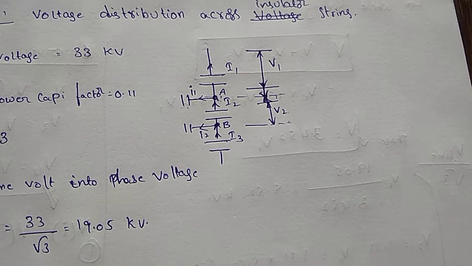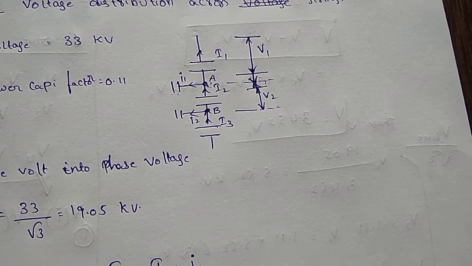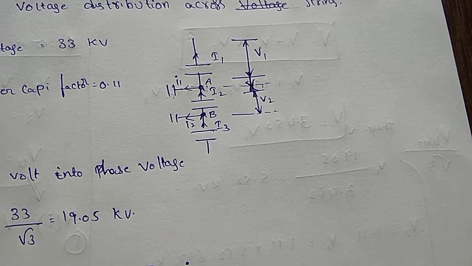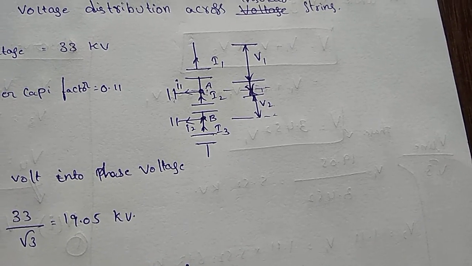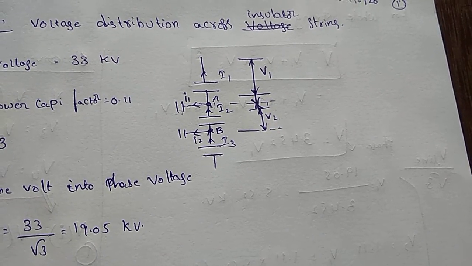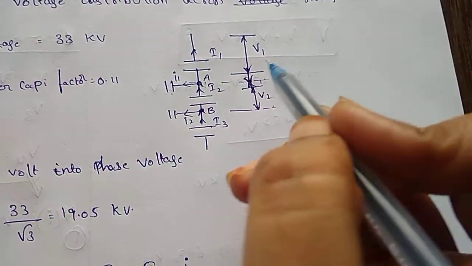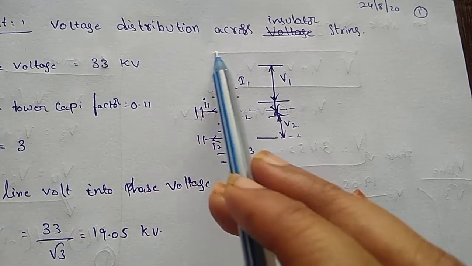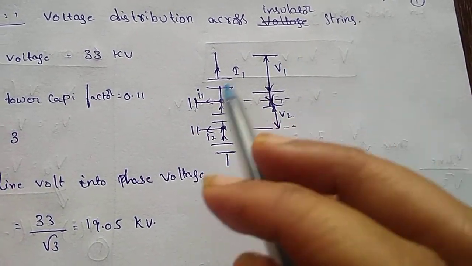In today's lab session, some of the students are facing problems with how we calculate the theoretical values and how we write the code. To give clarification, we have come with a detailed explanation of our experiment. So our experiment is voltage distribution across an insulator string.